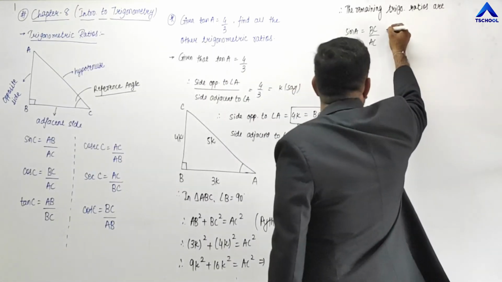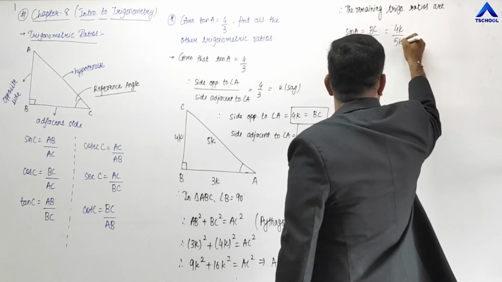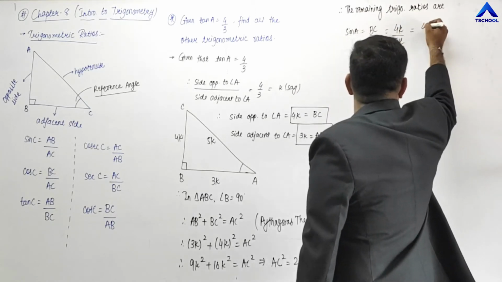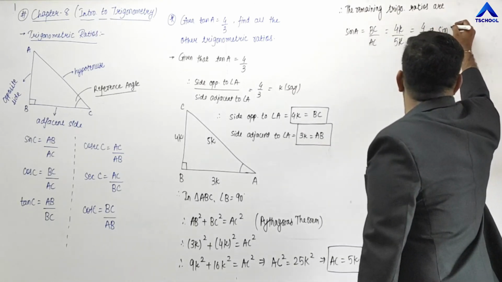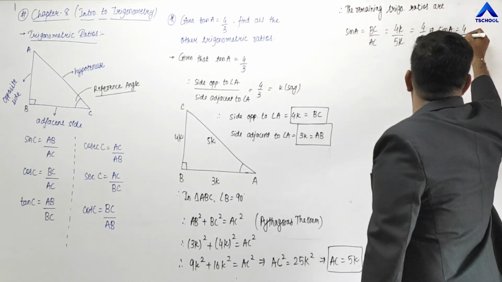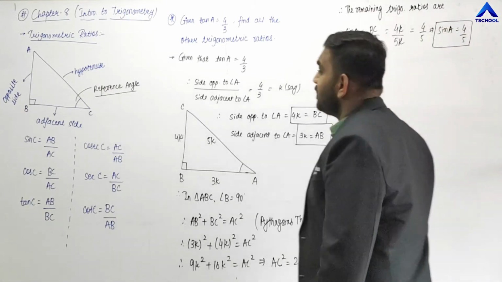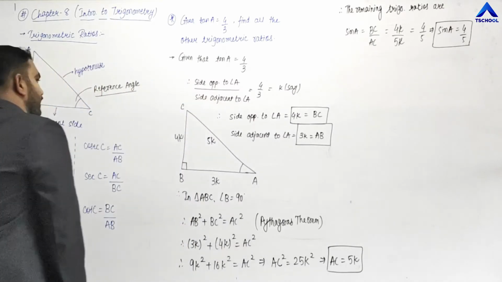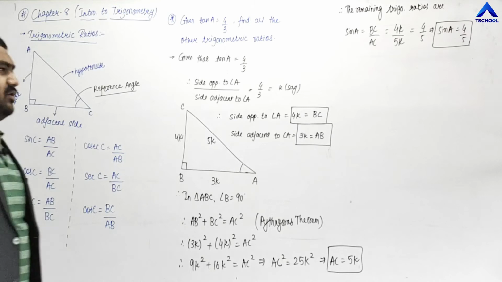So what is BC here? That is 4K. What is AC? 5K. K and K cancel, that is 4 upon 5. So this implies sine A is equal to 4 upon 5. So we got the first remaining ratio, sine A, that is equal to 4 upon 5.